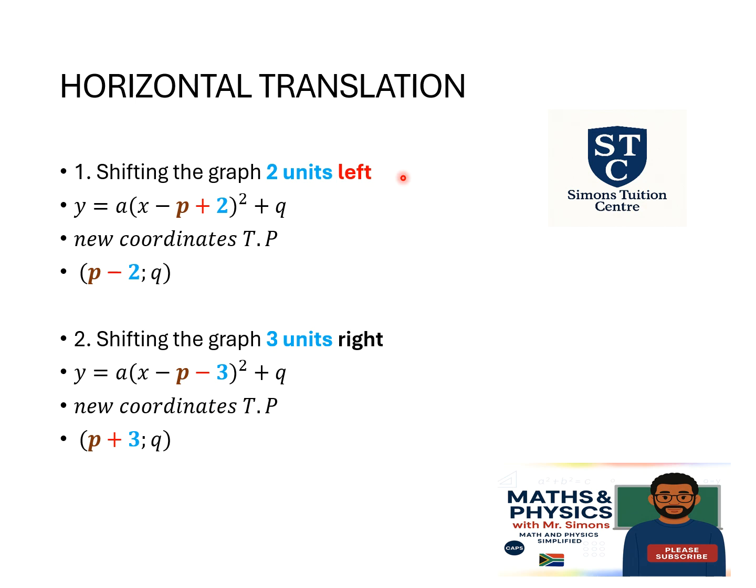So that is 2 units left is plus 2 in the equation and minus 2 as a new coordinate. 3 units right becomes minus 3 in the equation, but plus 3 as a new coordinate. And again, you can go test it. If I say 8 units left, I'm going to write plus 8 there and minus 8 here. If I say 17 units right, I'm going to say minus 17 there or plus 17 here.